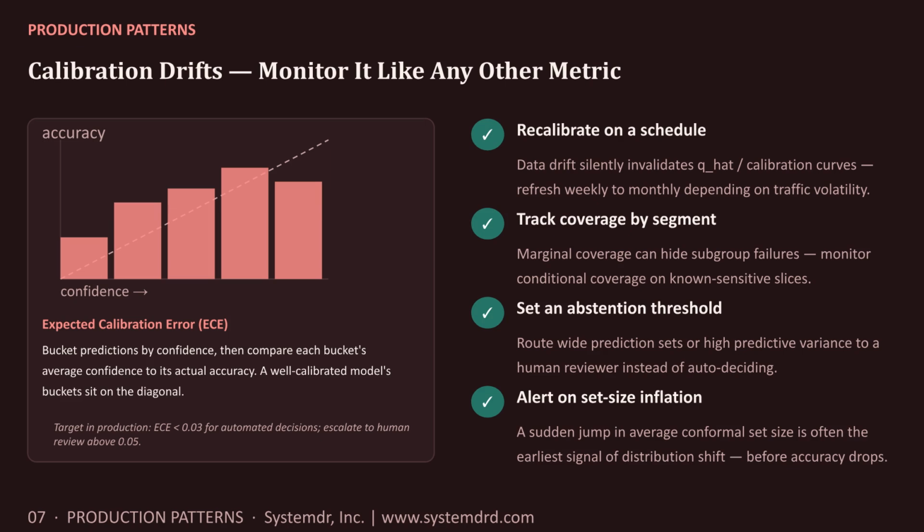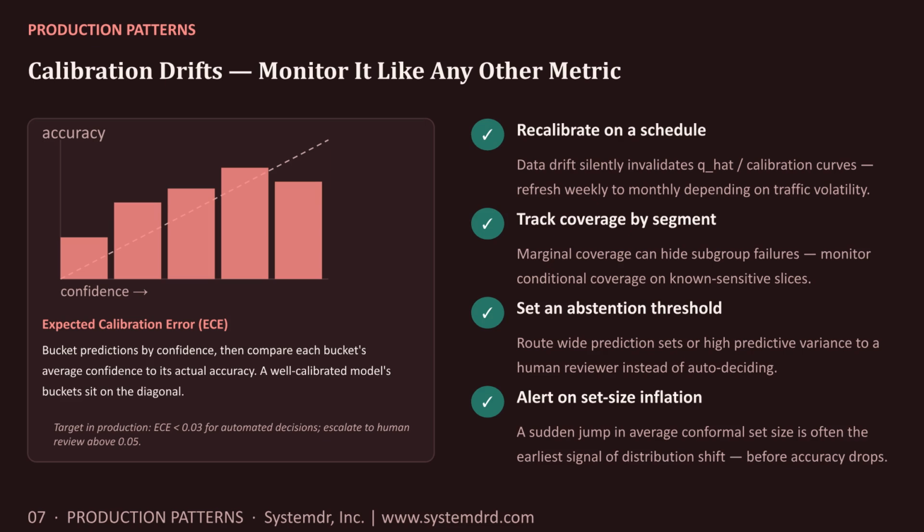Both Bayesian methods and ensembles can drift out of calibration as live traffic moves from the training distribution, and conformal prediction's guarantee is only as fresh as your last calibration refresh. It's not permanent. It's conditioned on the calibration set staying representative. So operationally, recalibrate on a schedule, since drift silently invalidates your curves. Track coverage by segment, not just in aggregate.